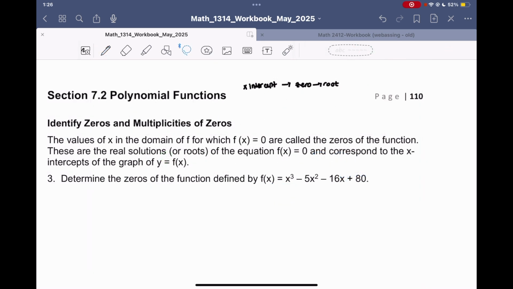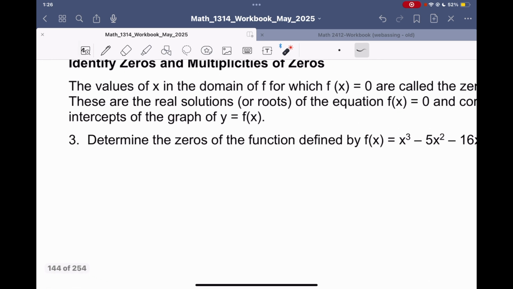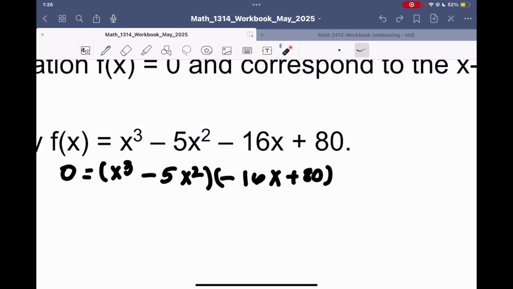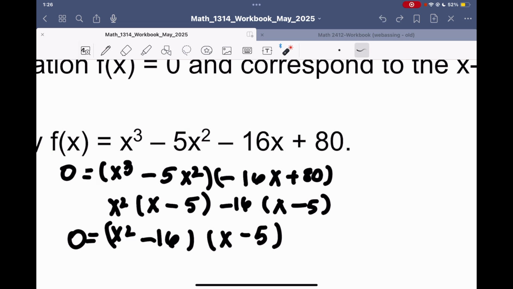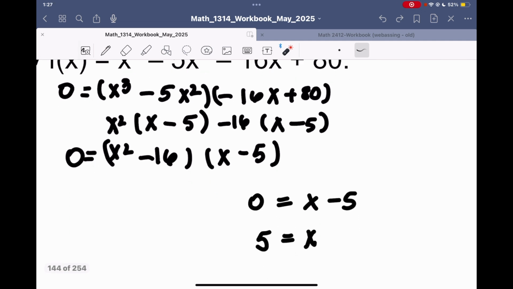Page 110, identify zeros and multiplicities. You just need to know that all you're doing is factoring. X-intercept, zero, and root, those all mean the same thing. So find the zeros as defined in the function. So let's go ahead and factor this. Factor by groups. Always want to make sure that you have it equal to 0. It's going to help you when you factor or solving for x, excuse me. So you're going to get factors of x squared minus 16, x minus 5, set them each equal to 0, and then solve for x.